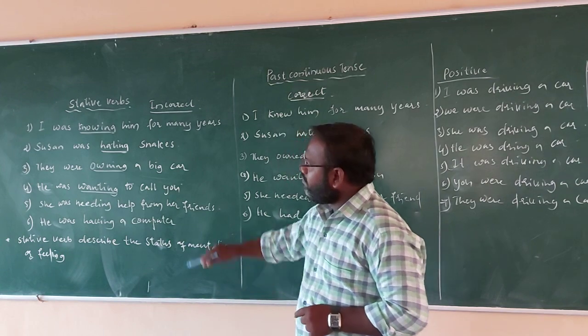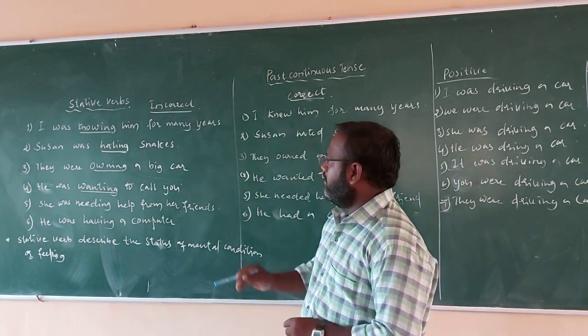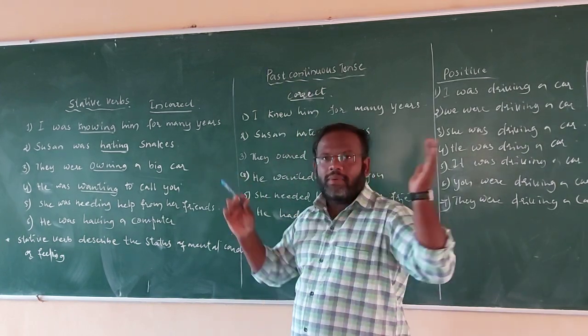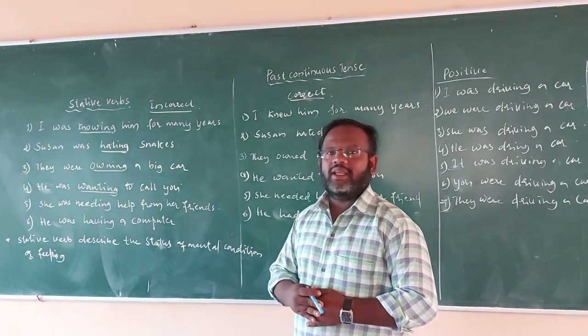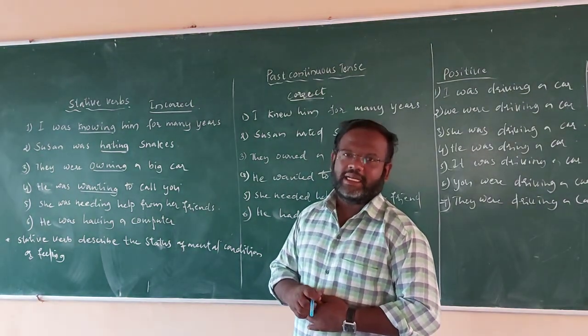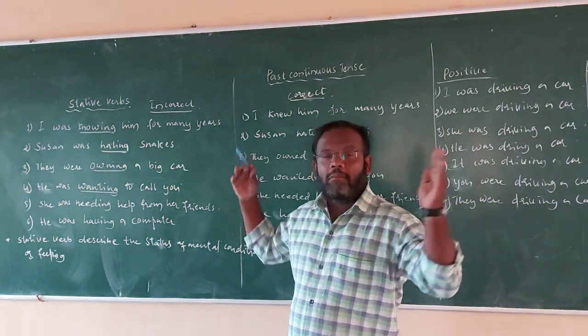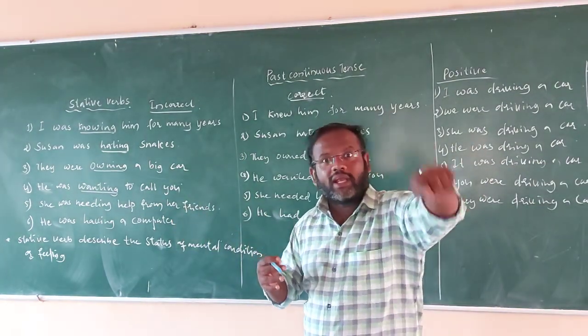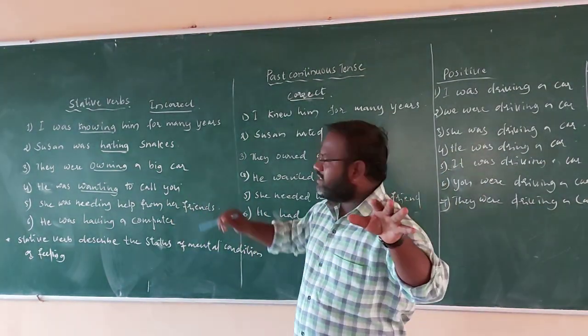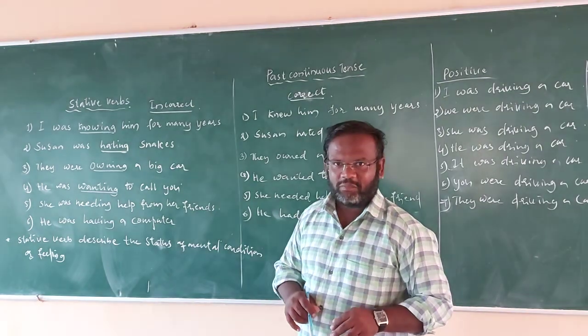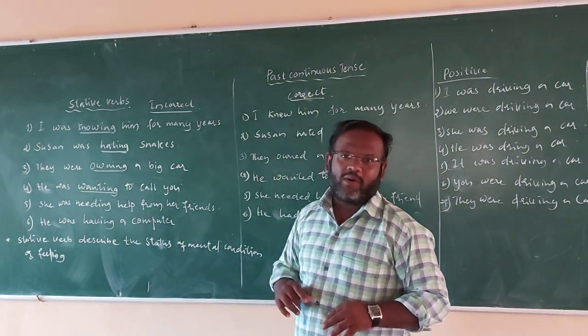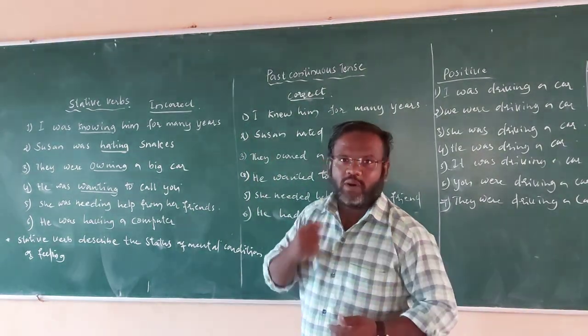Let's see the third example. They were owning a big car. Most of us are making this mistake. It is a general mistake. They were owning a big car. Owning is a feeling, am I right? Owning is a stative form of a verb.